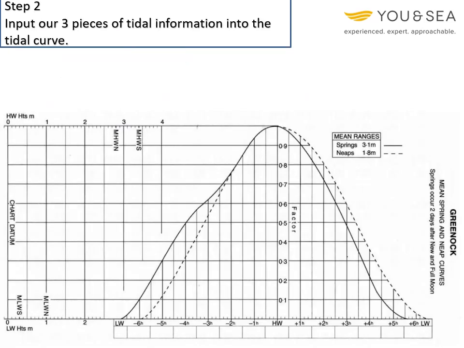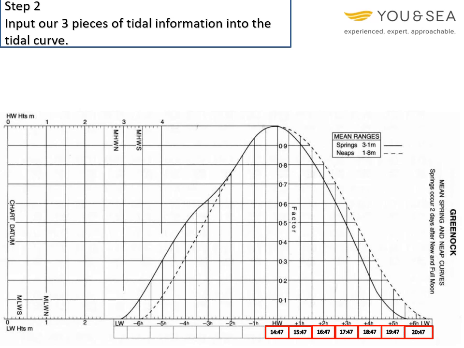Next, we put the information into the tidal curve for Greenock. And we need 3 bits of information here. We need our high water at 1447, which we just worked out. We continue to add the times after that. Don't worry if the low water time doesn't match up.